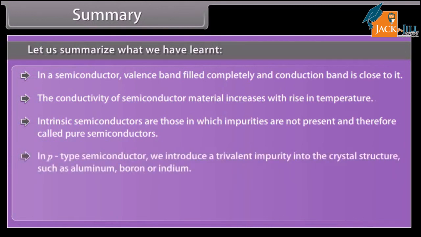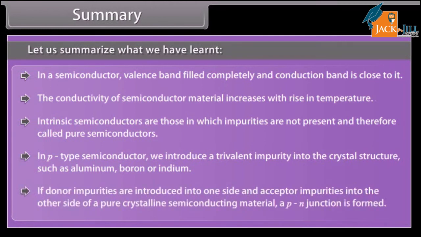In a p-type semiconductor, we introduce a trivalent impurity to the crystal structure, such as aluminium, boron or indium. If donor impurities are introduced into one side and acceptor impurities into the other side of a pure crystalline semiconducting material, a p-n junction is formed.